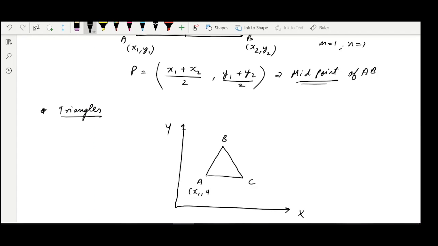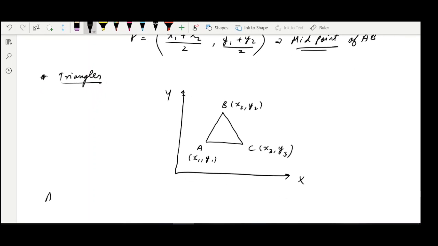Let's say this is x1, y1, this is x2, y2, this is x3, y3. We know the coordinates of all the corners of the triangle. Now, to find out the area of this triangle, we have a formula. Area of triangle ABC is given by half the determinant of x1, x2, x3, y1, y2, y3, 1, 1, 1. So this is the formula to find out the area of the triangle.